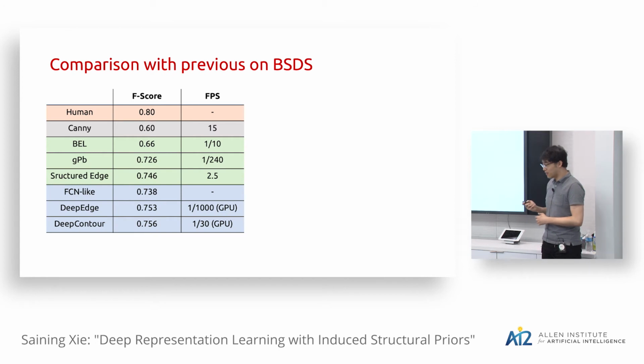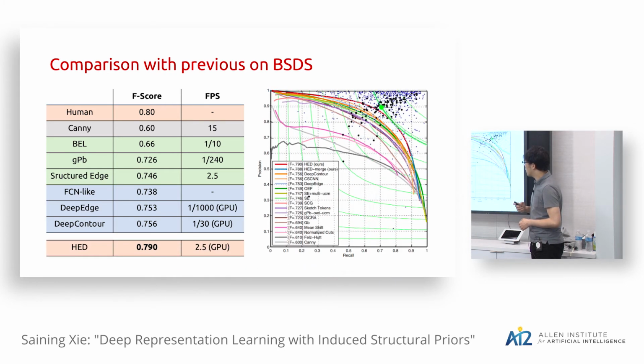Again, these are the previous methods and what they can achieve on this BSDS dataset. And here comes HED. As you can see, by incorporating those really strong multi-scale priors into our neural network architecture design, we can dramatically improve the results, and it's approaching human performance as well.